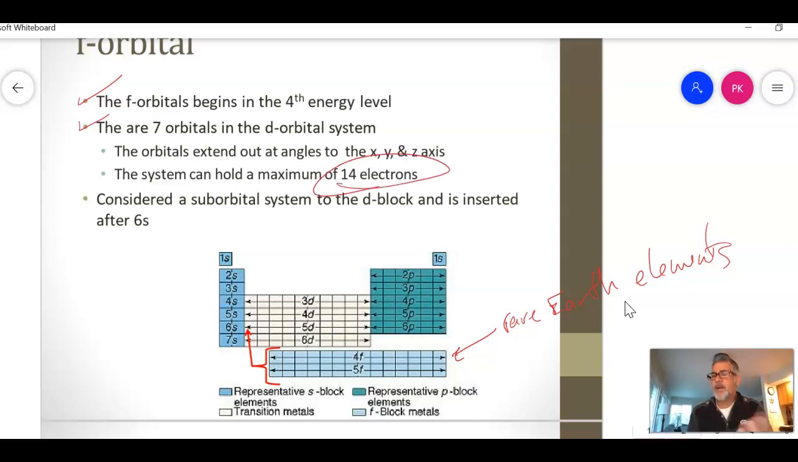So if you look, there's a pattern to the periodic table. There's 1s, so it goes by odds: 1s, 3p's, 5d's, 7f's. You get 2 electrons, 6 electrons, 10 electrons, and 14. It's considered a suborbital to the d block. So the d is already a subsystem, so it's a sub-subsystem.